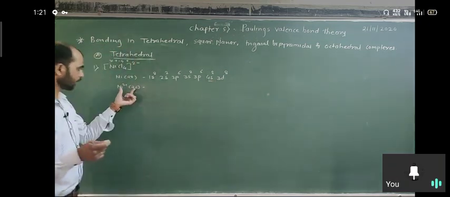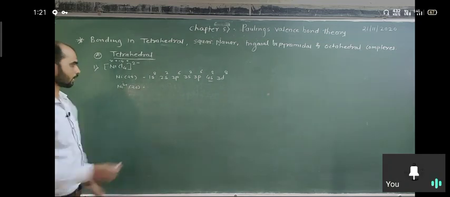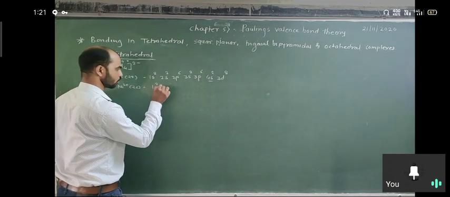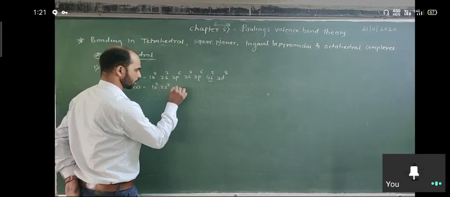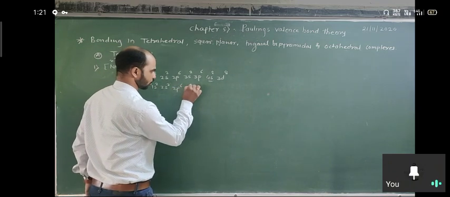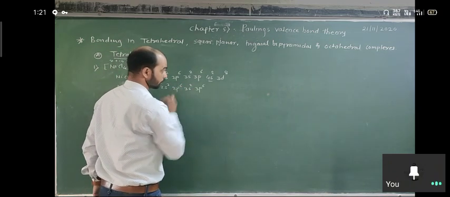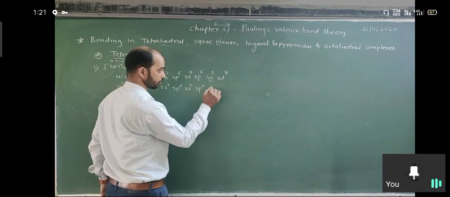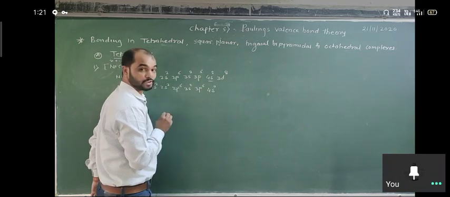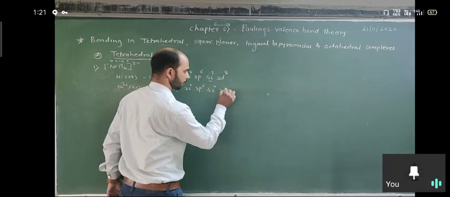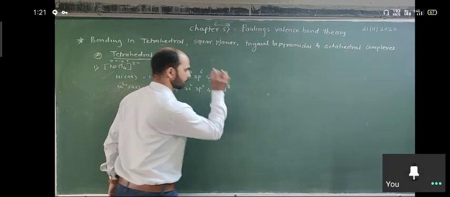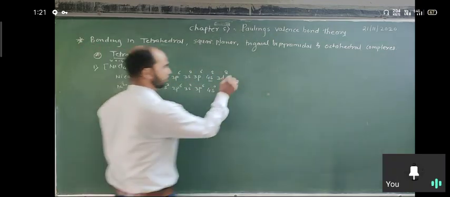So here how many electrons are lost? 2 electrons are lost. That means here 1s2, 2s2, 2p6, 3s2, 3p6, and 2 electrons are lost from 4s. So here 4s0, 3d10, sorry 3d8. So this is for free atom.